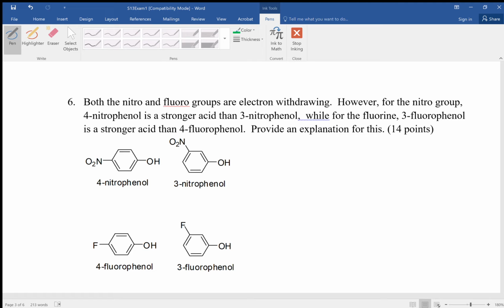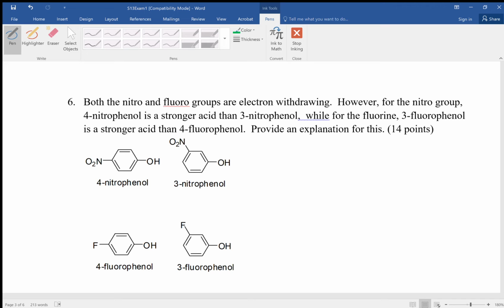Now in the past we've often talked about that putting an electron withdrawing group onto a molecule will increase its acidity. And that's true in all four of these cases. All four of these molecules are more acidic than phenol itself. But the other thing we had previously learned is in most cases, every case we've looked at previously, the closer you put that electron withdrawing group to the acidic proton, the bigger the effect.